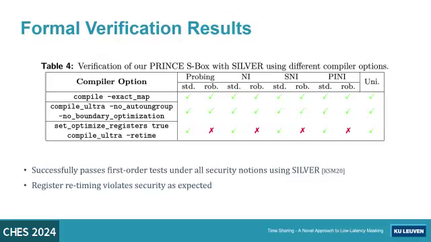And then as a safety check to really see if we understand what's happening, in the third row, we let the tools run and we allowed the tool to do this register retiming. And then indeed you see that you get a couple of the red crosses. So this is indeed something that breaks the security, and so it's a good thing to not allow it.